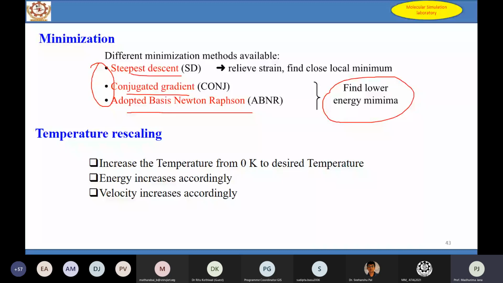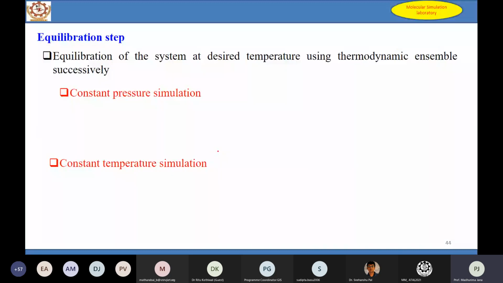And then for temperature scaling, as I told, in crystal form the temperature of the system is assumed to be 0, and then we have to reach the desired temperature by using some scaling method. Here the energy will increase, as well as the velocity, with the increase of temperature. As we know, the kinetic energy changes with the temperature, so automatically the energy and the velocity will also increase. But you have to tune your system. When I am increasing the system's temperature, I must see that my structure is not distorted. That thing you have to keep in mind.